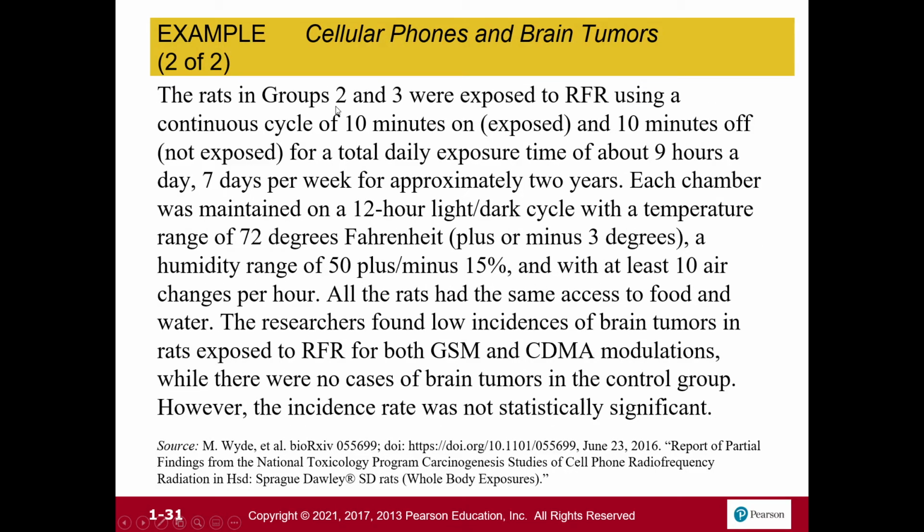The rats in group 2 and 3 were exposed to RFR using a continuous cycle of 10 minutes on exposed and 10 minutes off for a total daily exposure time of about 9 hours a day, 7 days per week, for approximately 2 years. Each chamber was maintained on a 12-hour light-dark cycle with temperature range of 72 degrees Fahrenheit, plus or minus 3 degrees. A humidity range of 50 plus or minus 15%, and with at least 10 air changes per hour.